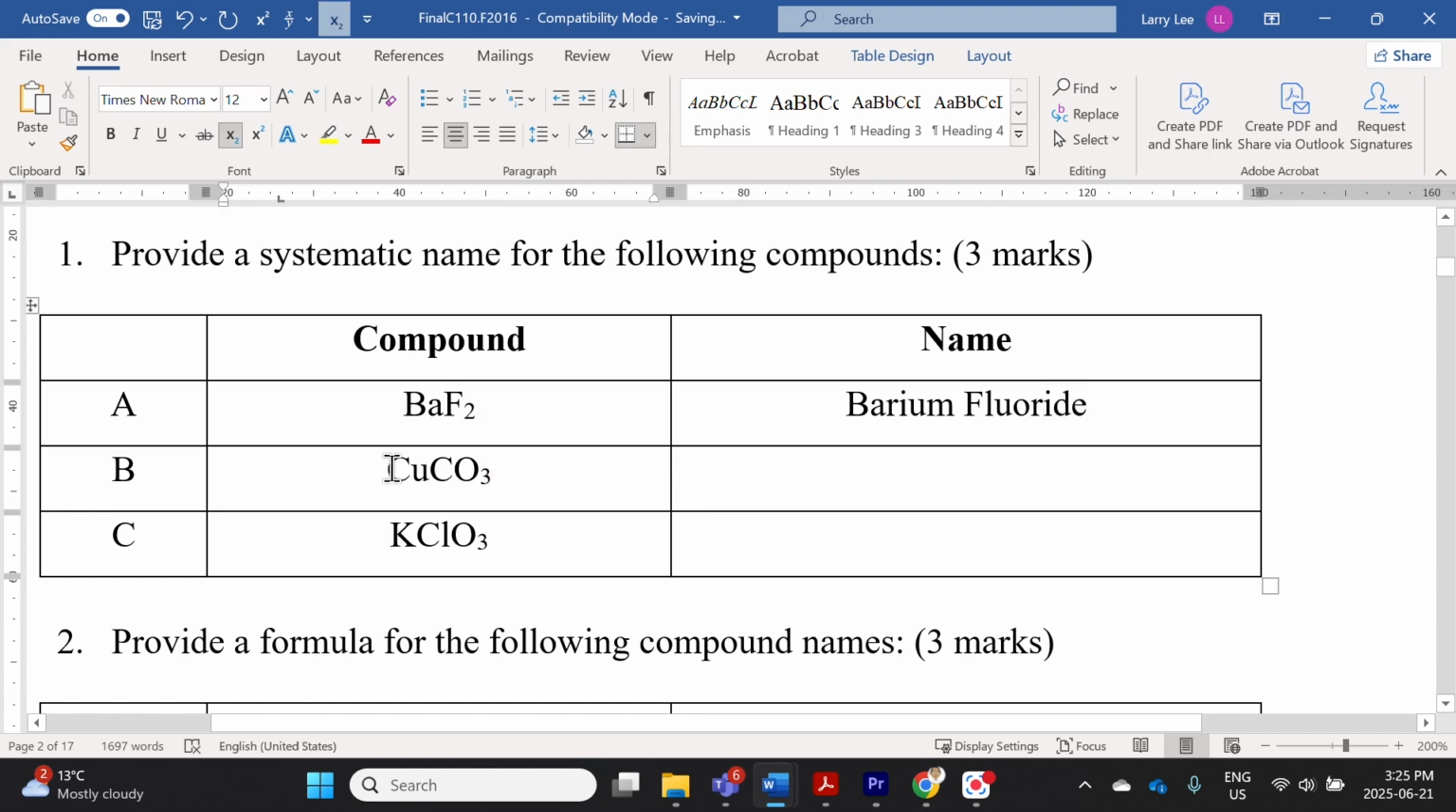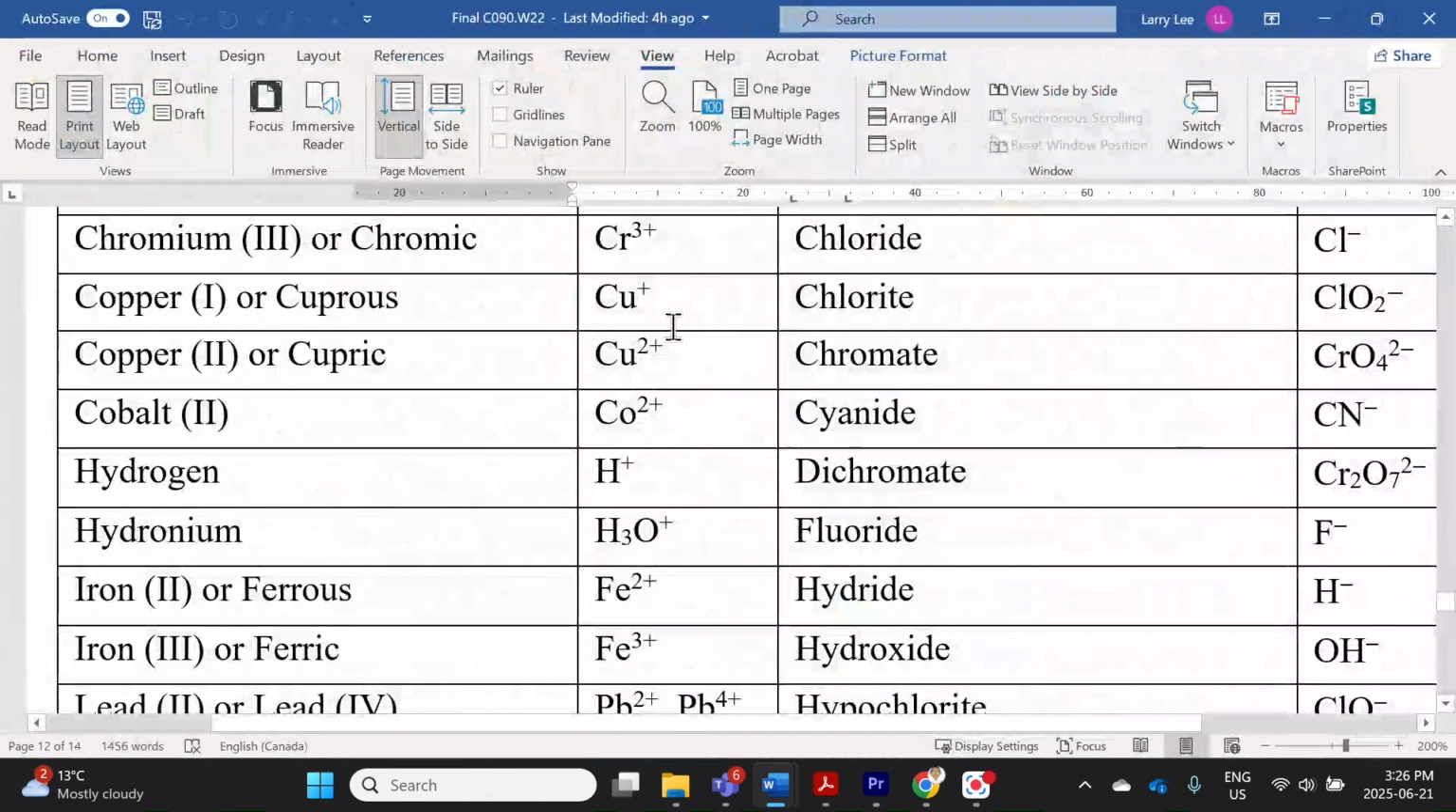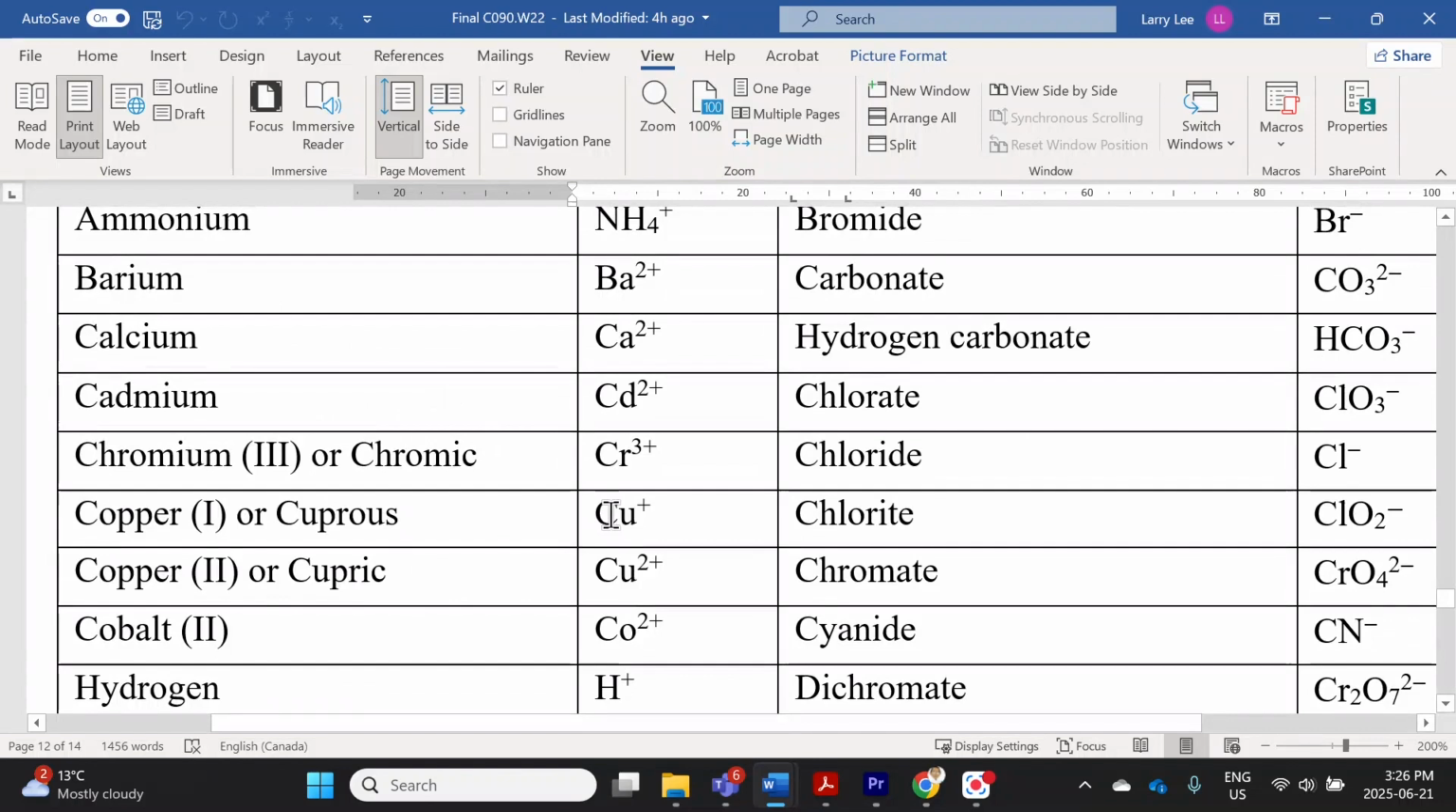The next one, you'll find that copper is found in group 3 to 12. This is a transition metal, so you need to find the charge on the copper. And again, what you need to do is visit the common ion table. If you cannot remember the ions, here is copper 1 and copper 2, and notice that there's a Roman numeral to this. So Roman numeral 2 for copper 2, and copper 1 has a Roman numeral 1.